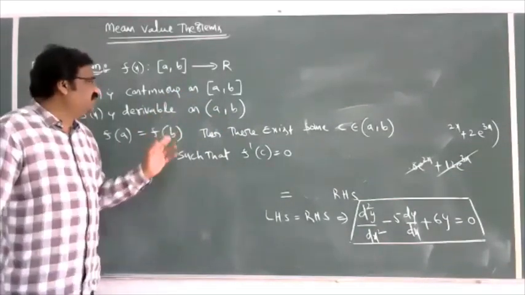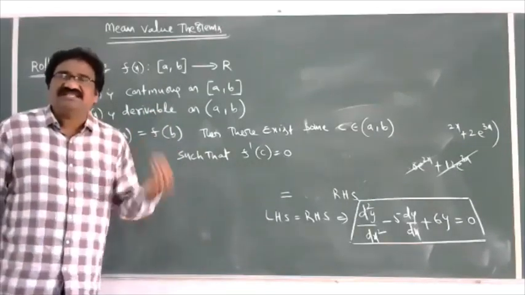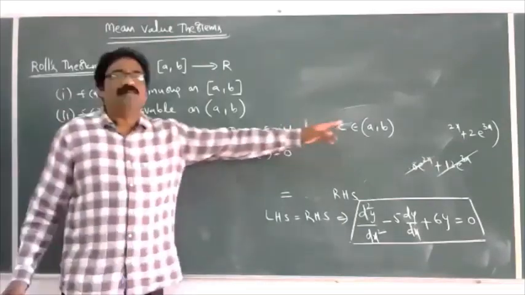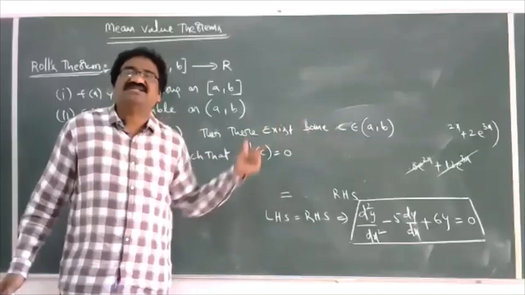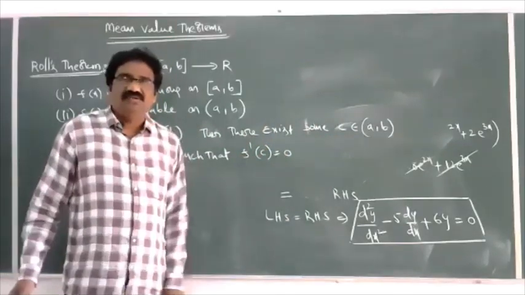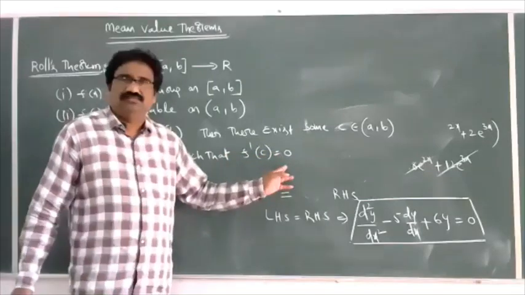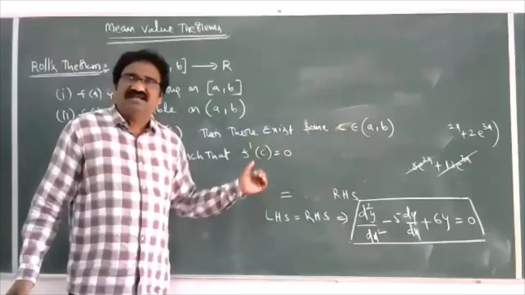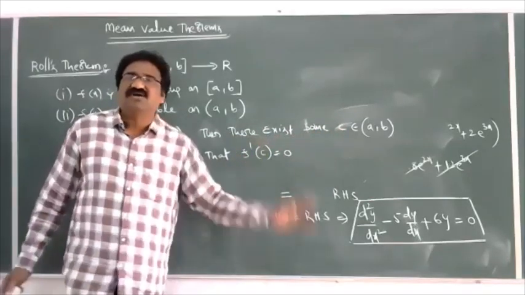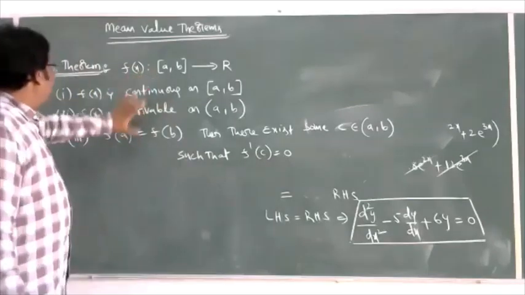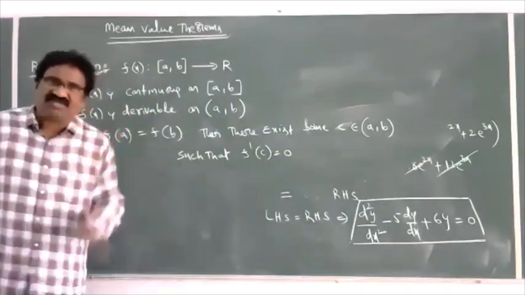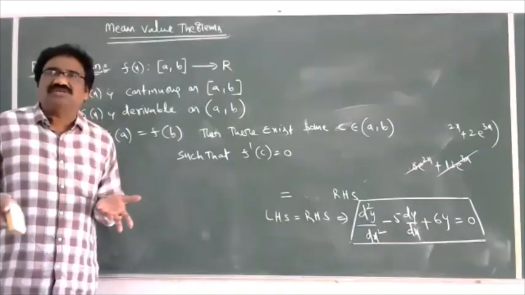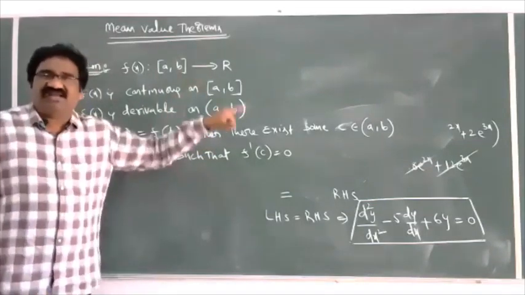If these three conditions are satisfied, then there exists some real number c belonging to open a comma b such that f dash c is equal to 0. This is called Rolle's theorem. If these three conditions are satisfied for the given function, then we say that Rolle's theorem is satisfied for the given function in the given interval.